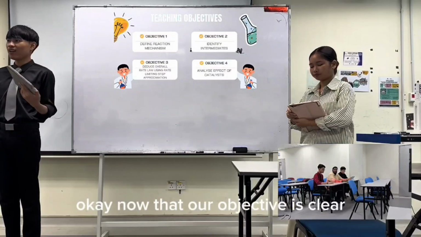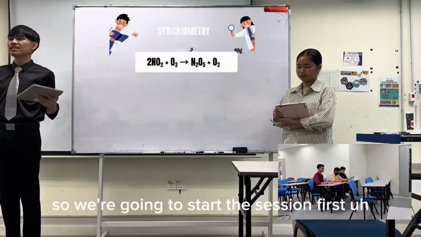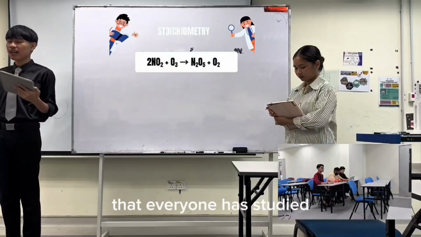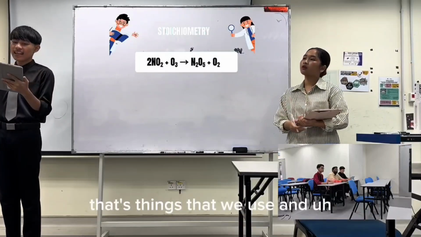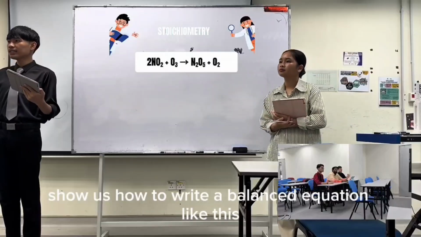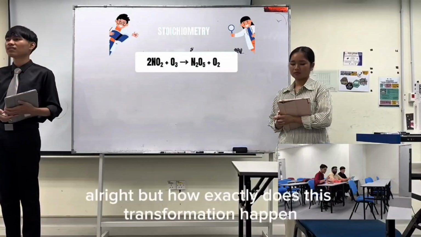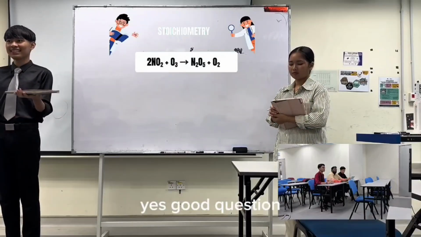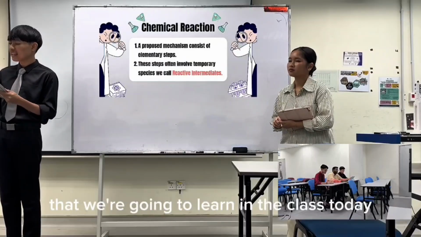Okay, now that our objectives are clear, we're going to start the session. First, let's go to the basics. I believe that everyone has studied and heard before about stoichiometry. That's what we use to show us how to write a balanced equation like this. Alright, but how exactly does this transformation happen? Yes, good question. That's the main thing that we're going to learn in the class today.